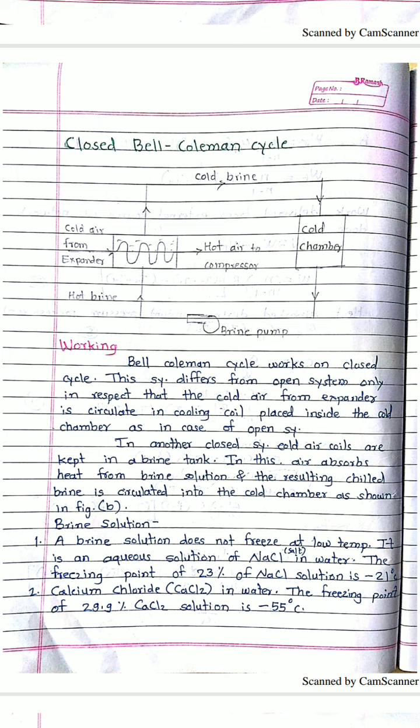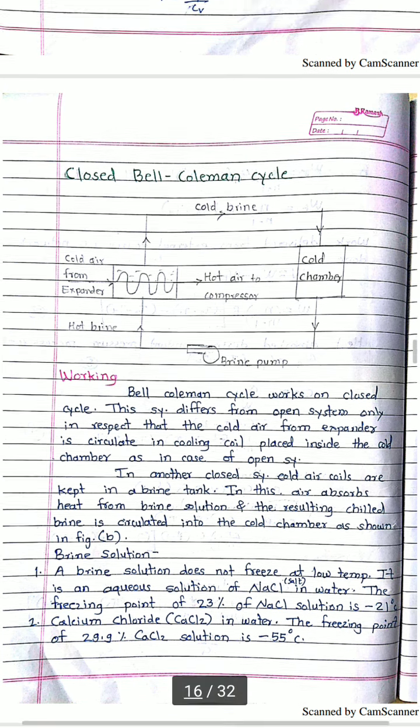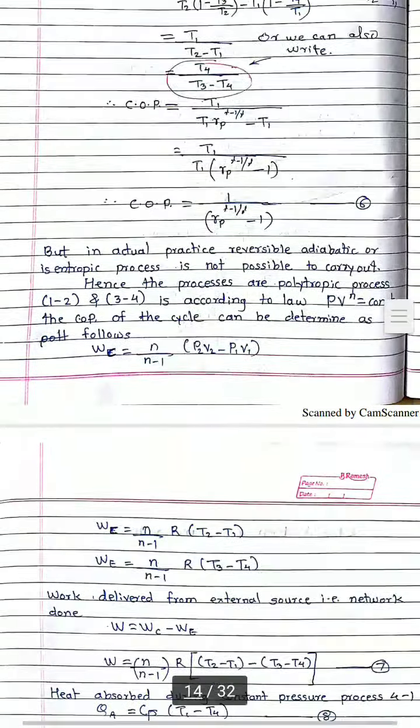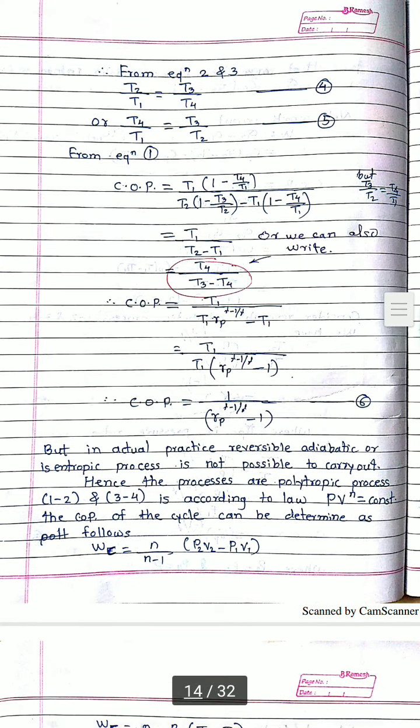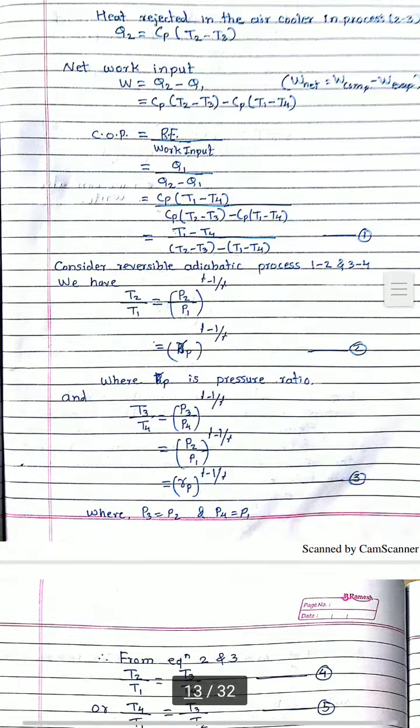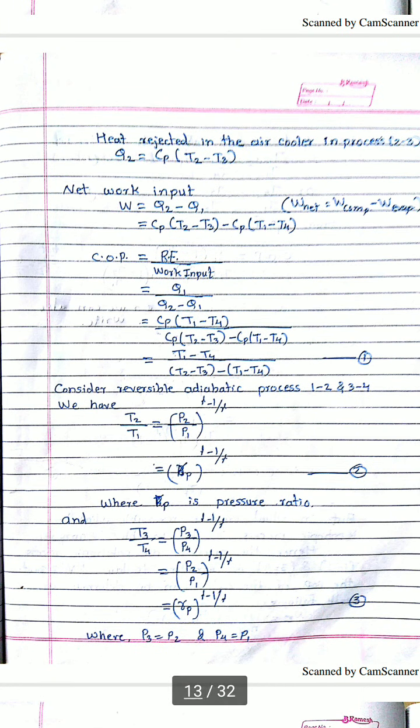So these are the advantages of the brine solution, that the easily available water can be used as a refrigerant by using the salts, and this is possible in case of below 0 degrees Celsius. So hope you have understood this point. The Bell Coleman cycle, we will just take a quick review. The COP of Bell Coleman cycle, the formula is equation number 1, the formula for COP of a Bell Coleman cycle. If the 4 temperatures are given, it is T1 minus T4 divided by T2 minus T3 minus T1 minus T4.